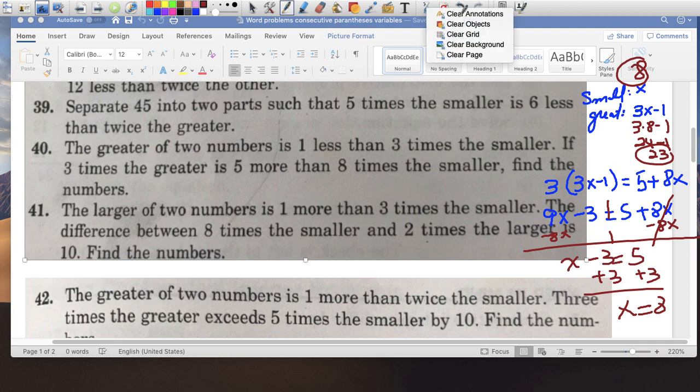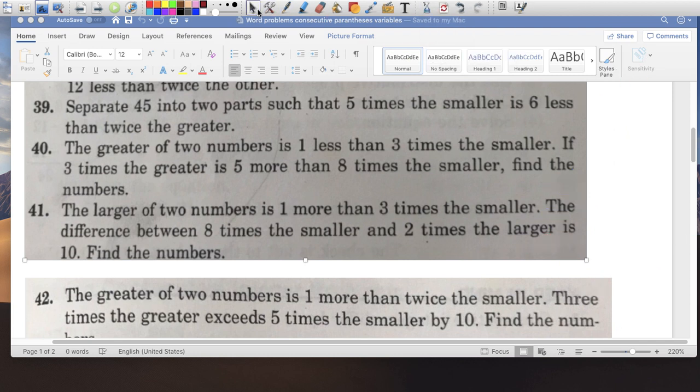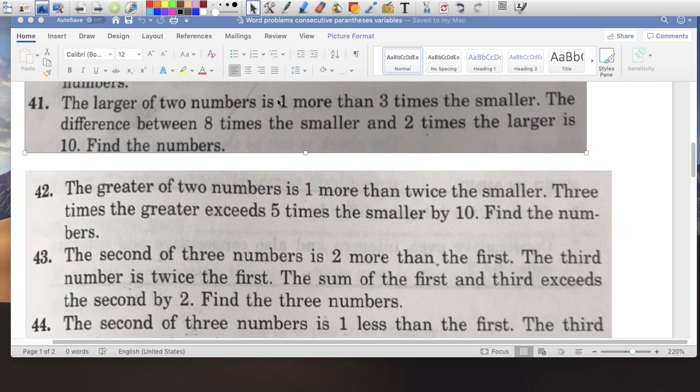Next one is 42. Again, the greater of two numbers, so that tells me there are two numbers. So we're just going to identify them. So you've got the small number and the great number.